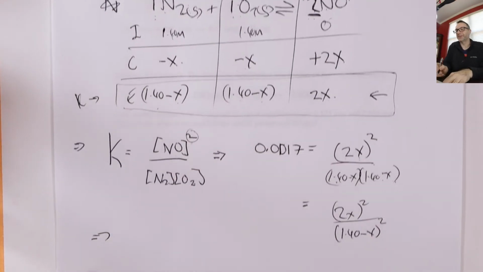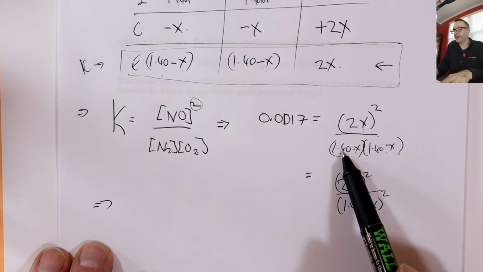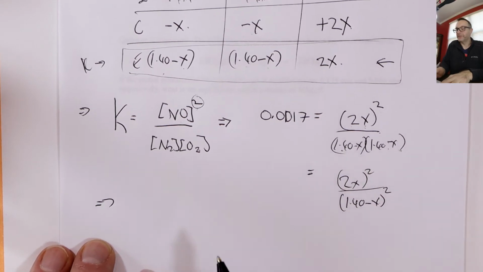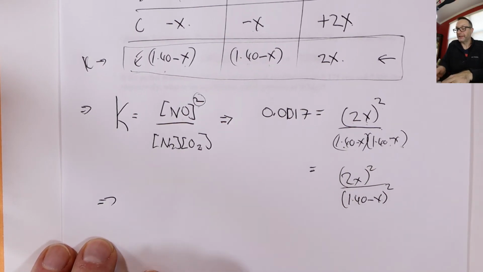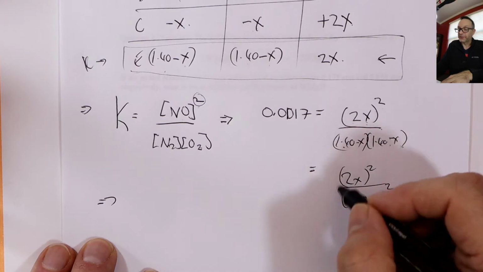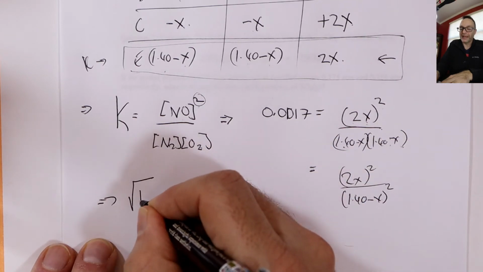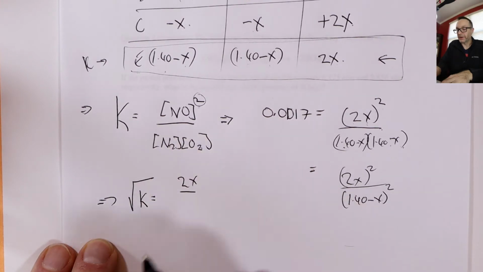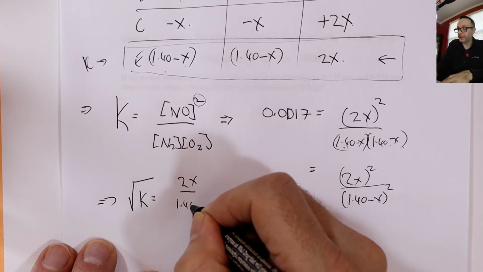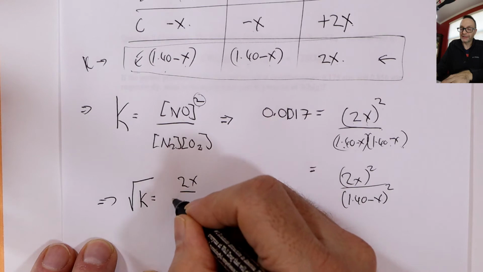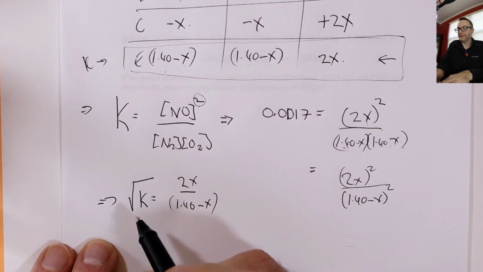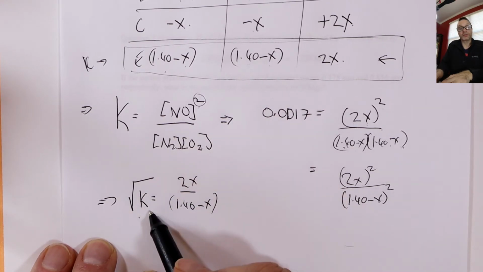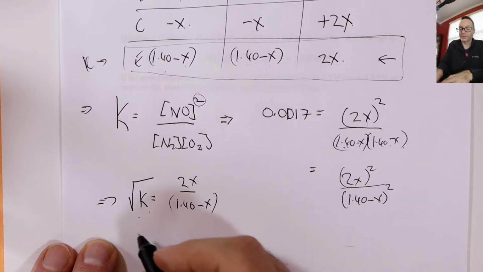Sorry, squared, squared. So if I take the square root of both sides, the square root of K equals 2x over 1.40 minus x. That's just the value, the square root of 0.0017. You can solve for x.